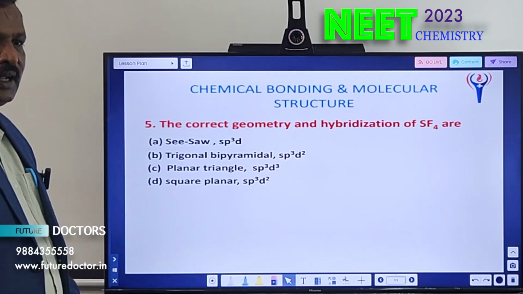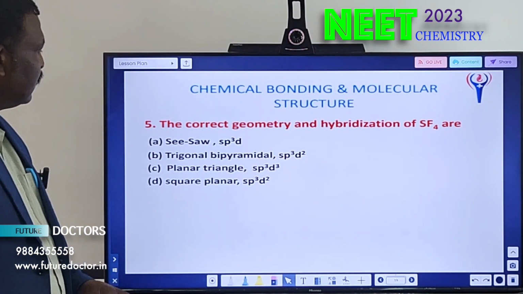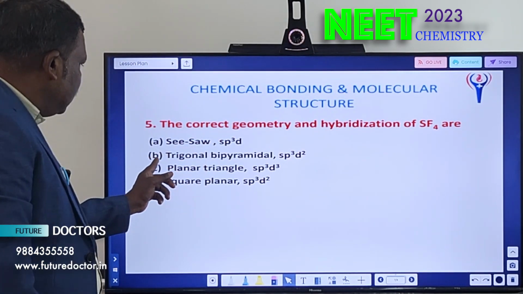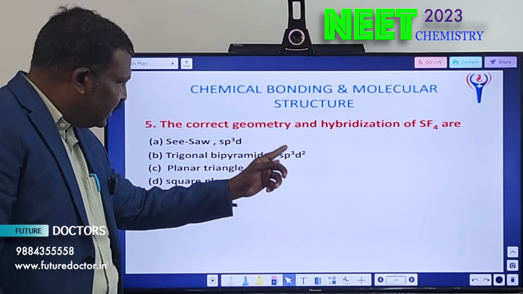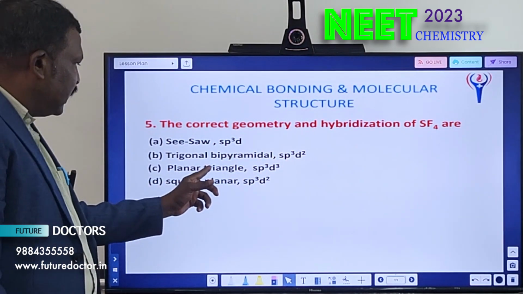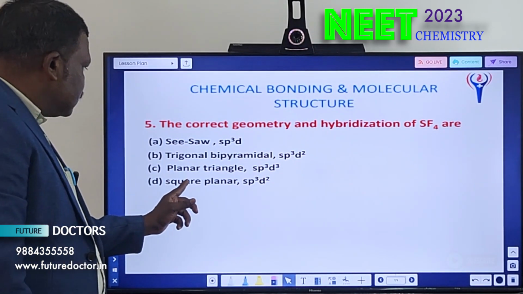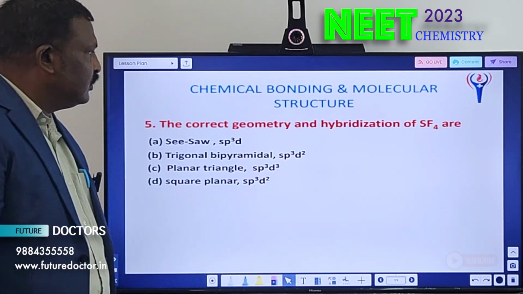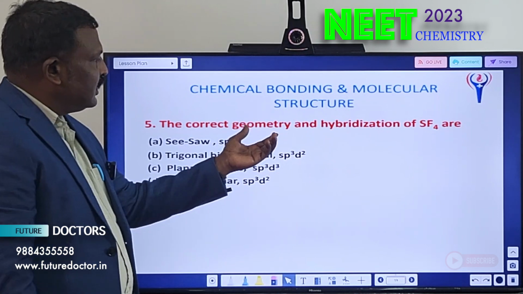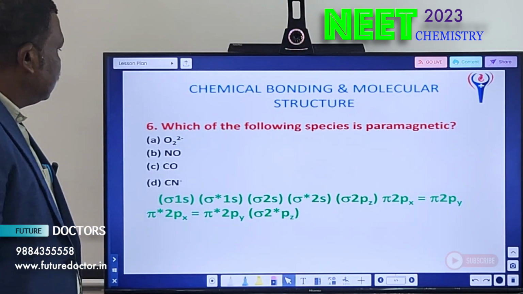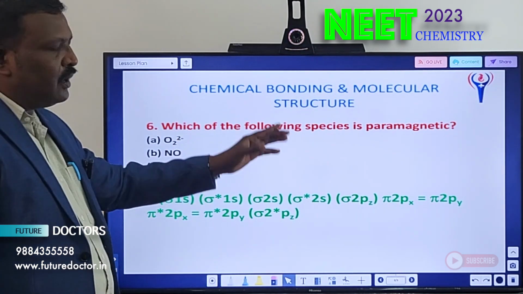The correct geometry and hybridization of SF4 are: option A seesaw sp3d, option B trigonal bipyramidal sp3d2, option C planar triangle sp3d3, option D square planar and sp3d2. Understood? So you have to find out geometry as well as hybridization of that molecule. Okay, right. Sixth one. Which of the following species is paramagnetic?